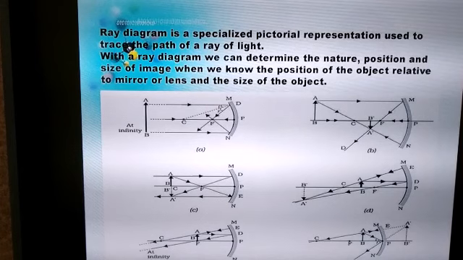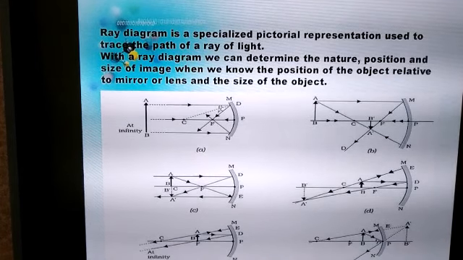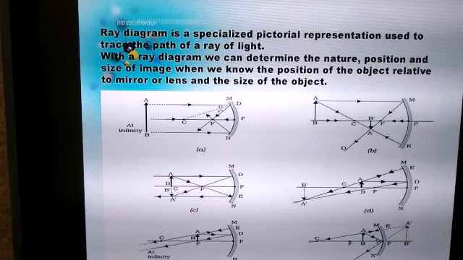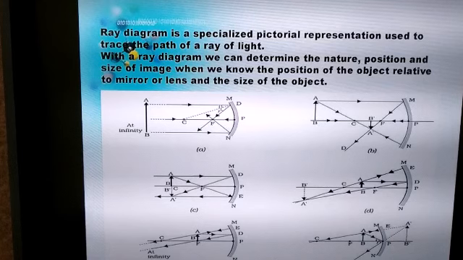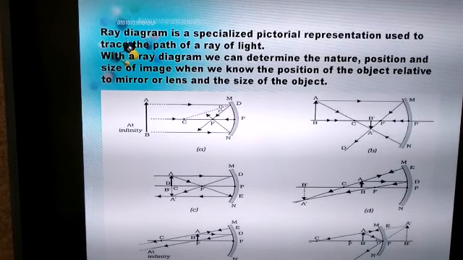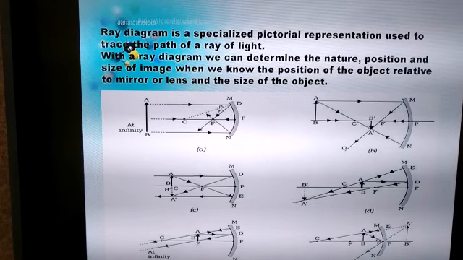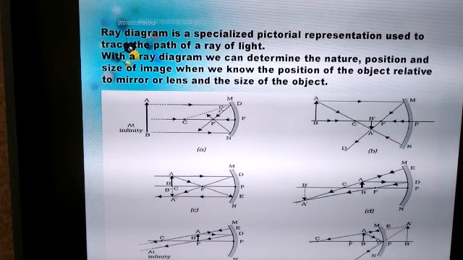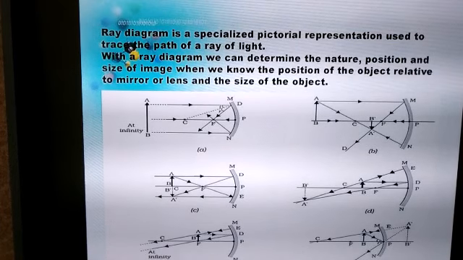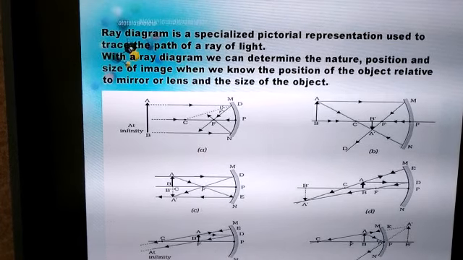In this case, we know where the object is kept, that is, we know the position of the object relative to the mirror. So with the help of the position of the object that is known to us, we can determine the position of the image as well as the nature and size of the image. So a ray diagram is a specialized pictorial representation used to trace the path of a ray of light.